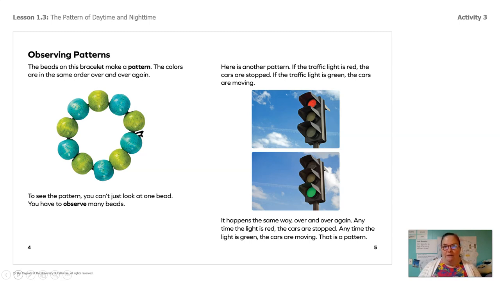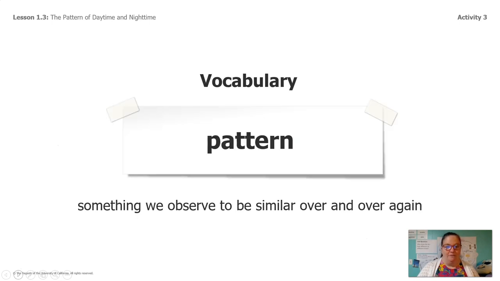Here's another pattern. If the traffic light is red, the cars are stopped. If the traffic light is green, the cars are moving. It happens the same way over and over again. Anytime the light is red, the cars are stopped. Anytime the light is green, the cars are moving, that's a pattern.